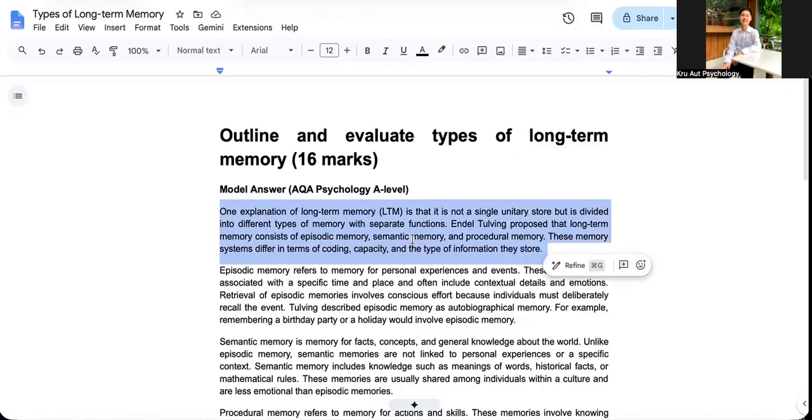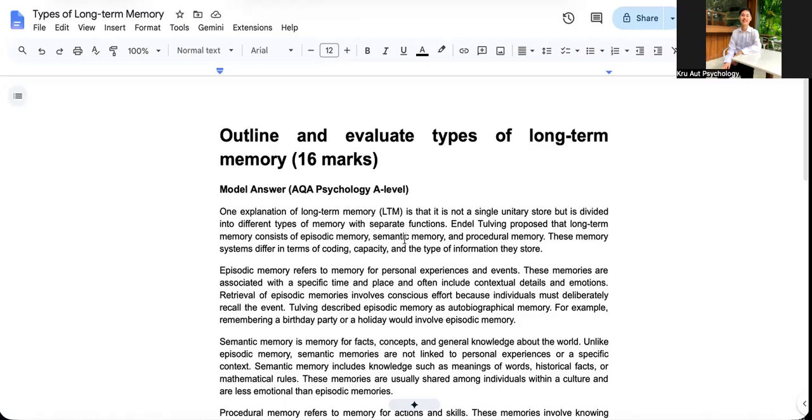One explanation of long-term memory is that it is not a single unitary store, but is divided into different types of memory with separate functions. Tulving, so we can just say Tulving, proposed that long-term memory consisted of episodic memory, semantic memory, and procedural memory. These memory systems differ in terms of coding, capacity and the type of information they store.